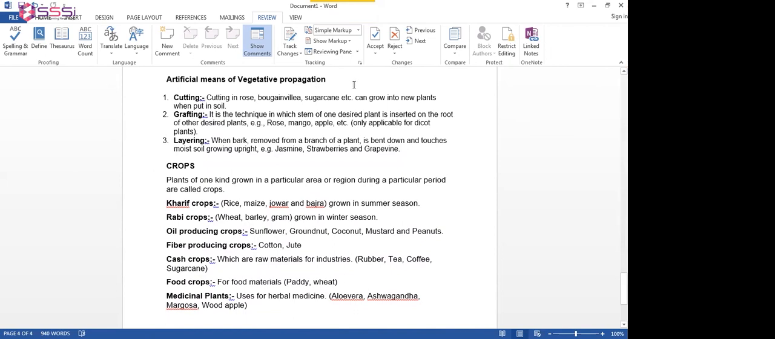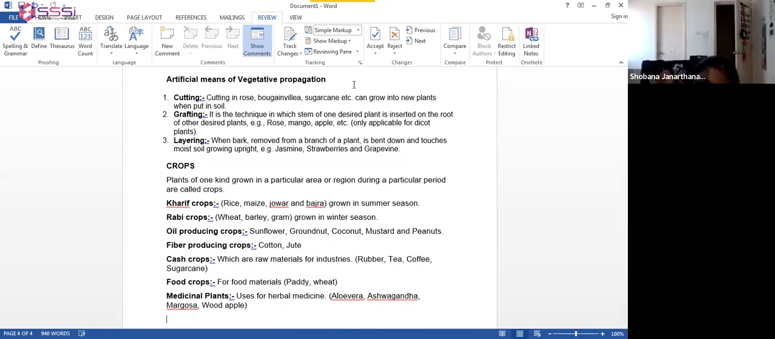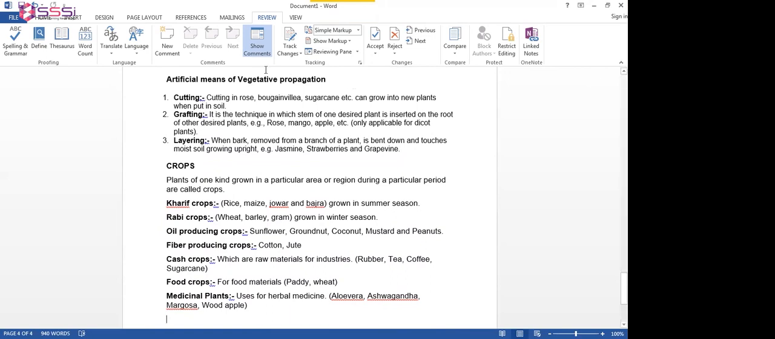Propagation means making of a new plant, how without any, we can do it. Artificial means the nature won't do it. We have to do it. Humans have to do it.